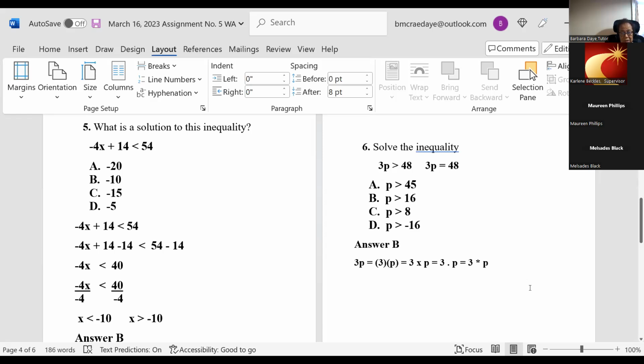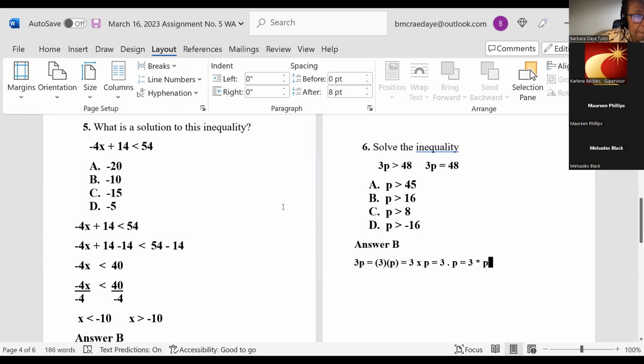So if this is multiplication, then you divide by the 3 to solve for p, just like if it were an equality. Got it? Yes, miss. All right. So let's go to some more solving of single step and multi-step. This is the last one for this one.